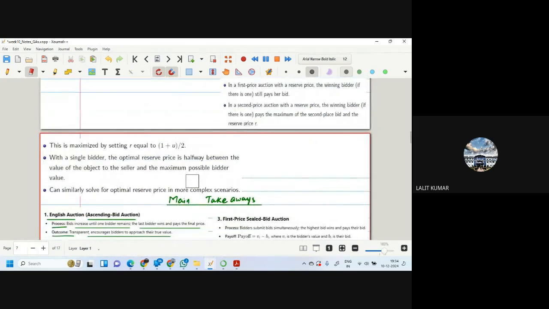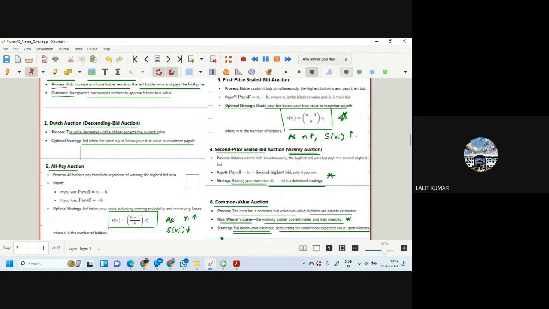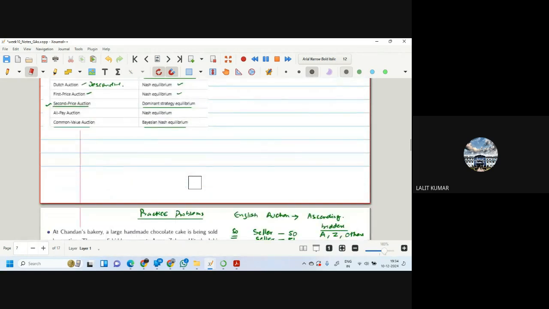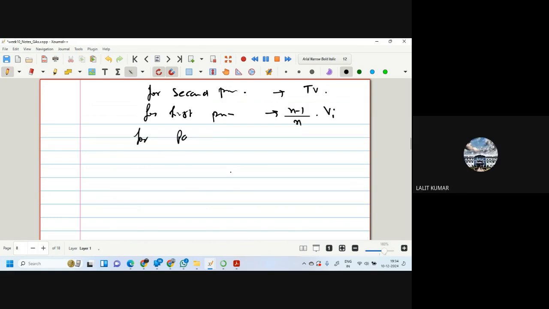So I have written down all the main takeaways. I have covered the formulas till now. For second price, the dominant strategy is the true value, whatever the true value is. For first price, it is n minus 1 divided by n into vi. For all pay, it is n minus 1 divided by n vi to the power n. Was it n divided by n minus 1 or n minus 1 divided by n? n minus 1 divided by n.